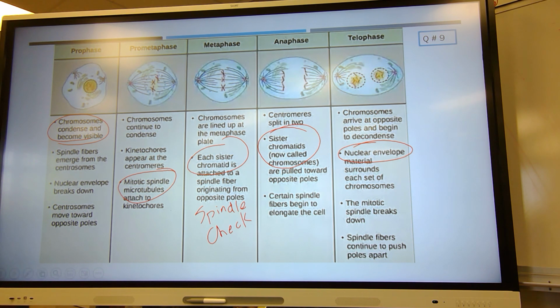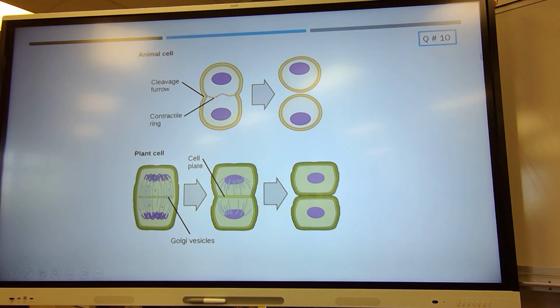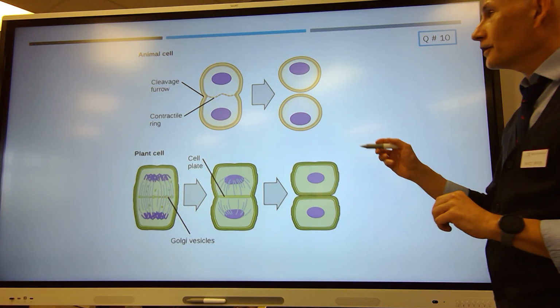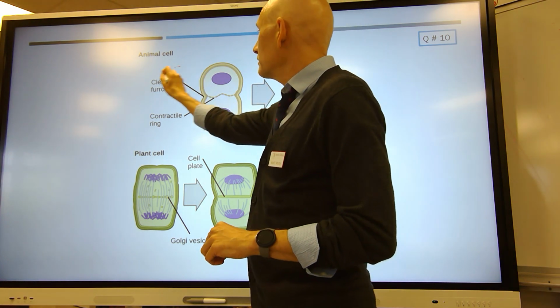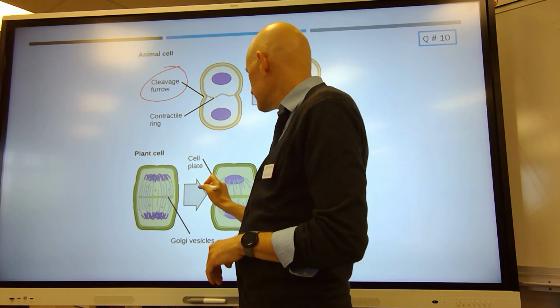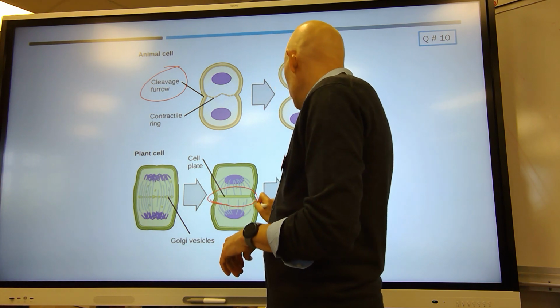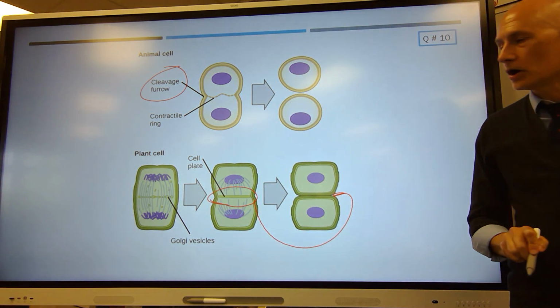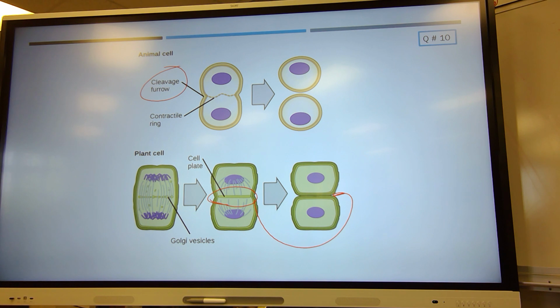So we then get into cytokinesis. So animal cell cleavage furrow, just pinches in half. Plant cell, we have a cell plate, which then develops into the new cell wall, and that grows and divides them in half.